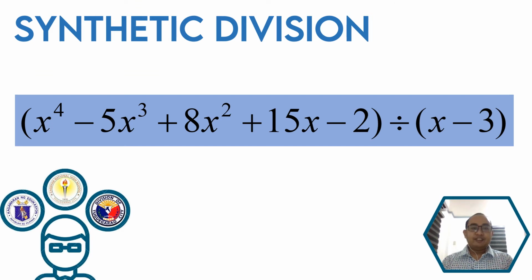Okay, class, let's have this example. What about if we divide x to the fourth minus 5x cubed plus 8x squared plus 15x minus 2 by x minus 3? So, again, before we divide it, we have to inspect first whether the terms are arranged in descending powers of x or if there are missing terms. So since the terms are already arranged in descending powers of x and there are no missing terms, then we can proceed to synthetic division.